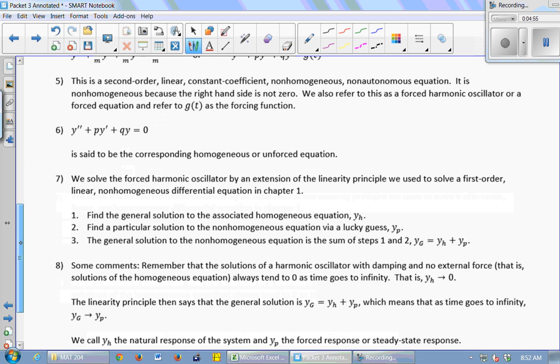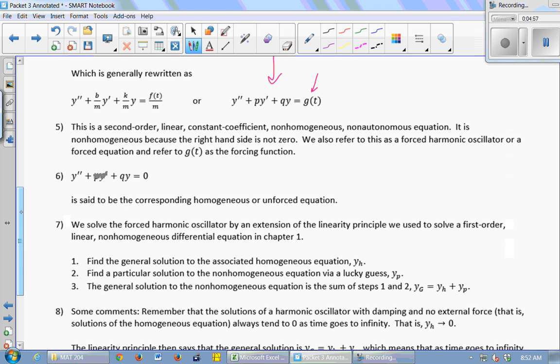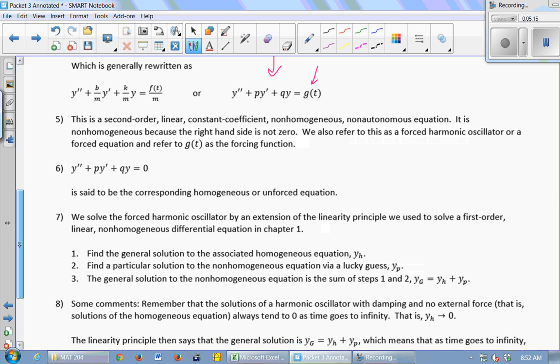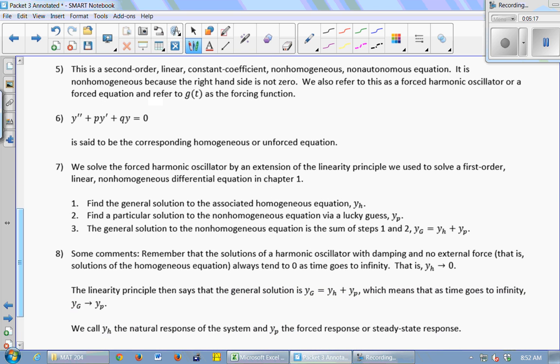So if you just drop the g of t, if you just drop the forcing function, that's the corresponding homogeneous equation or the corresponding unforced equation. Okay. So we can just remove the forcing function and we can look at what would happen to this system if it was just left to its own devices without any forcing. And we solve the forced harmonic oscillator by an extension of the linearity principle that we first used to solve a first order linear non-homogeneous differential equation in chapter 1. So it's the same exact thing, except now we're doing it for a second order.